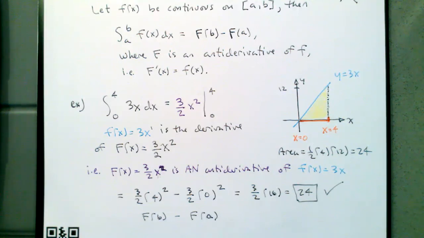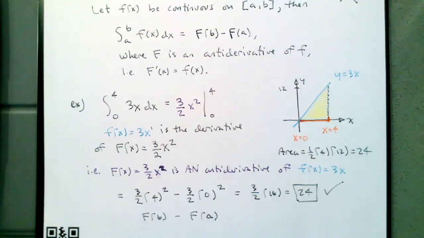Yes, Professor Lutz, very quick question on the example interval 0 to 4. We have 3x dx equal 3 over 2 x squared. Where is that dx? Is it gone?